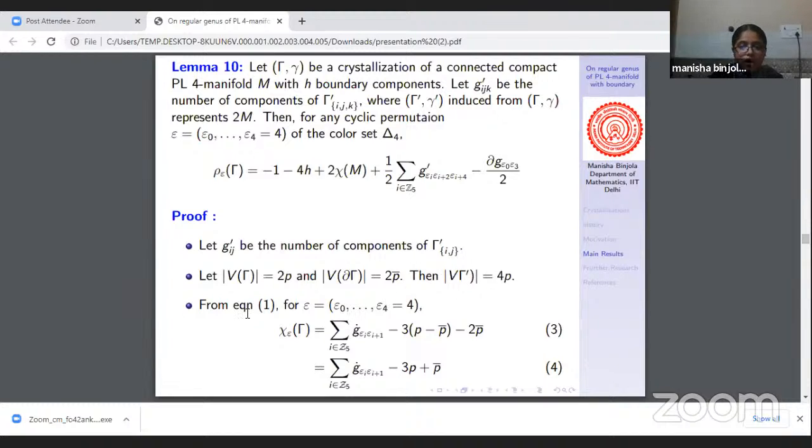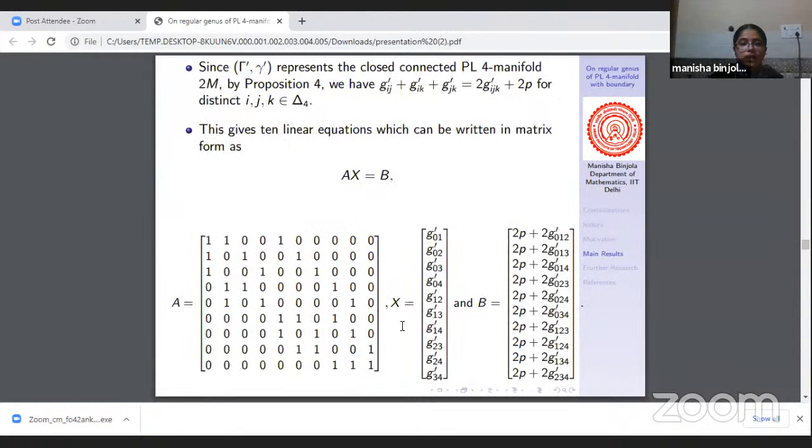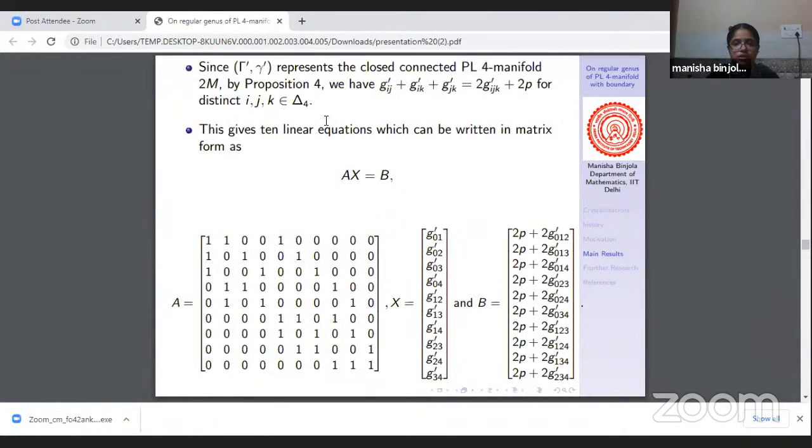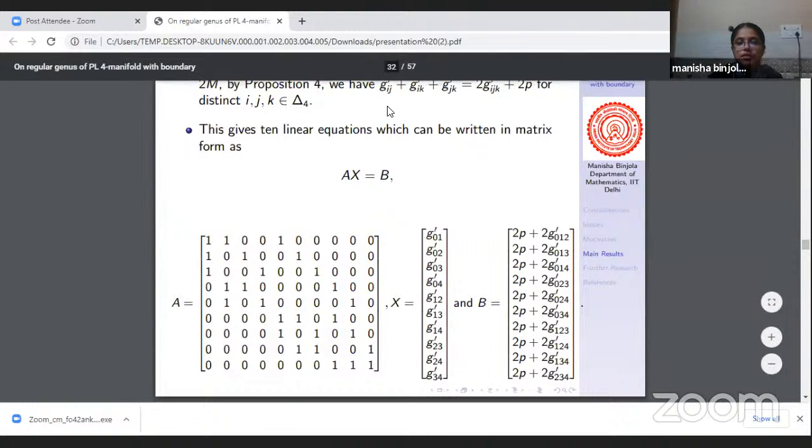Okay. Now from equation 1, where we defined regular genus, we had this relation. Okay. Using these things, we get the 4th equation. Now gamma dash represents a closed double manifold. Okay. Then we can use proposition 4, which was for closed manifolds. So that's why we are taking this picture, the closed double manifold, so that we can use proposition 4, the known relations. So we have this relation.